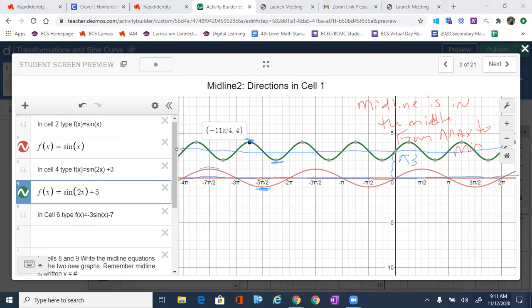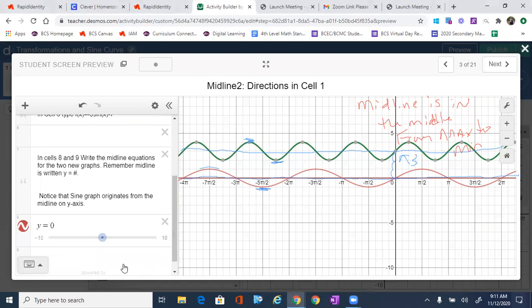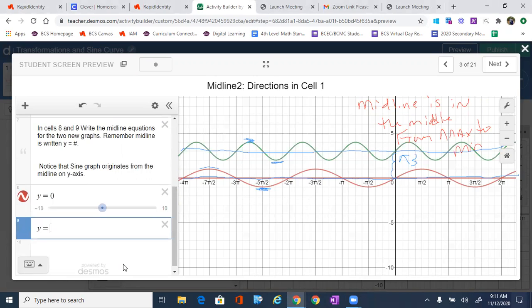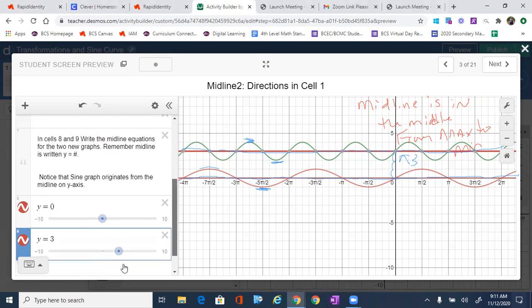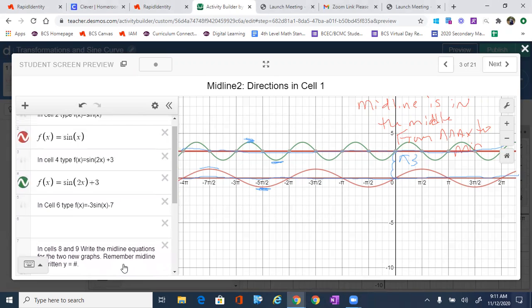So let's go ahead and check that out. I'm going to type in that midline and see how that works. So type in y equals 3. Boom, it shows up. It cuts it right in half from max to min. Okay, so we are in good shape there. The midline in this case is going to be the y equals 3 line. Okay, and then let's go ahead and type in one more. Can you make a guess of where the midline would be at this point?